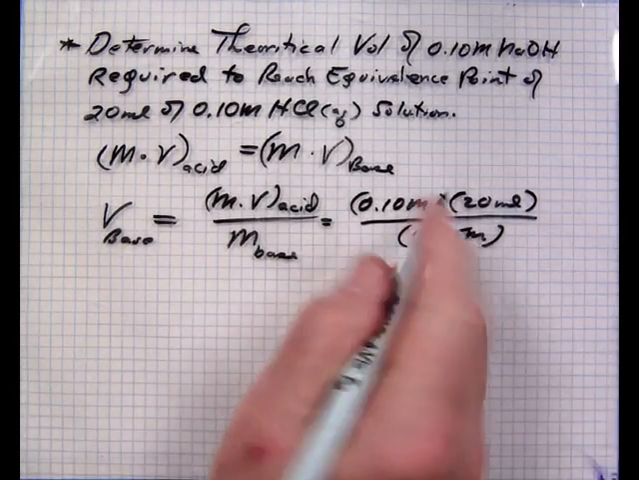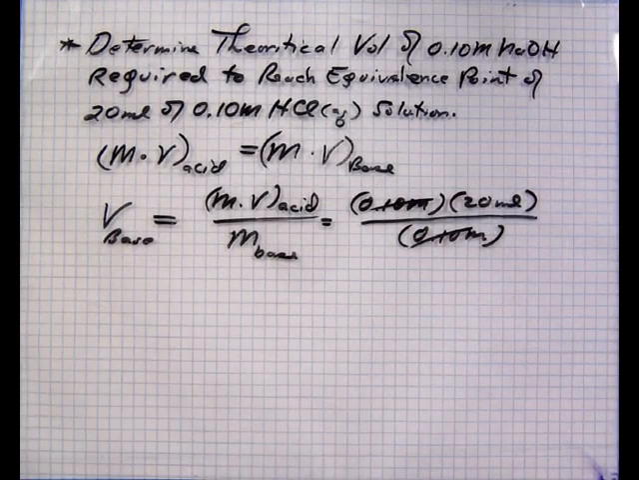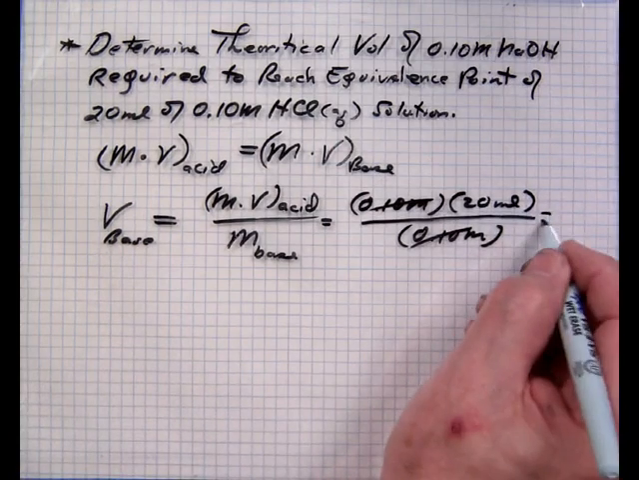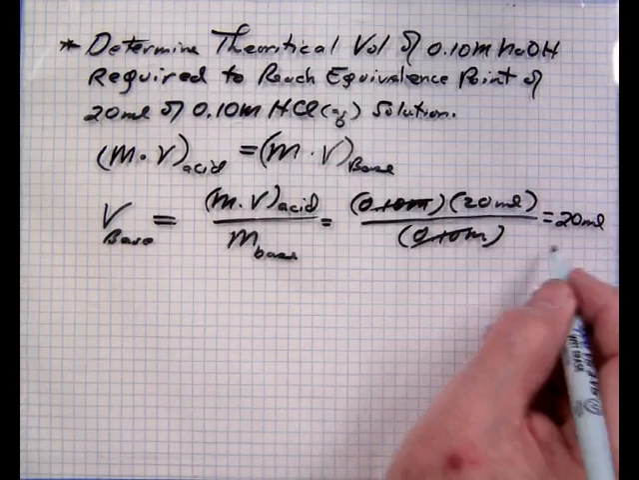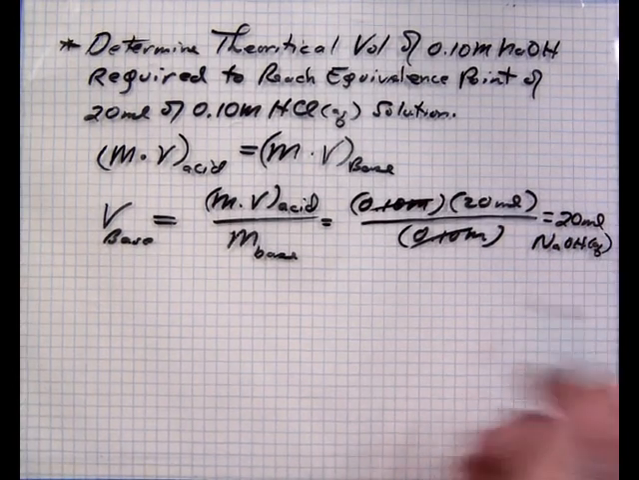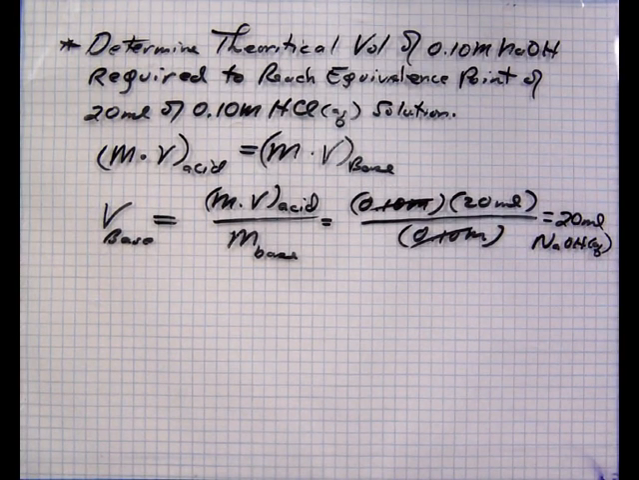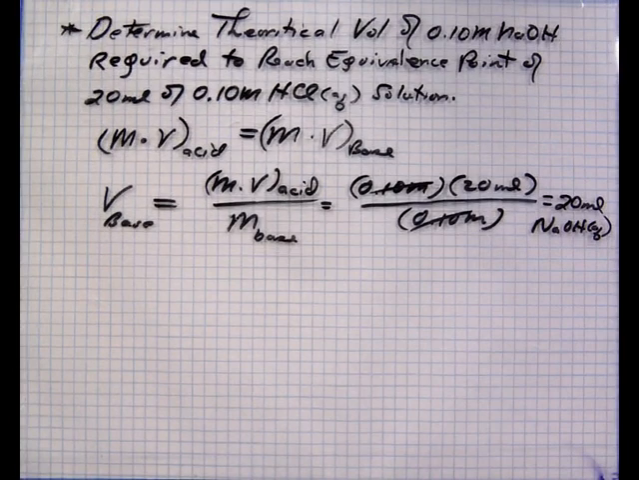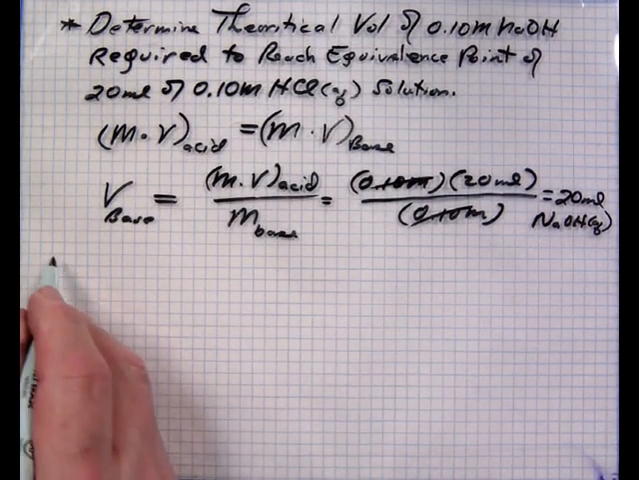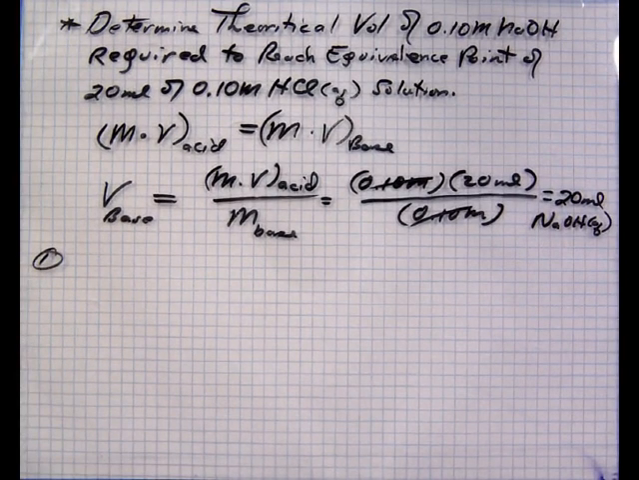So this cancels very quickly, and we find that the theoretical amount of base needed is 20 milliliters. So we can plan our titration accordingly as we go through and approach the equivalence point. Okay, now for the first titration, of course, we have to determine the pH before the titration begins.